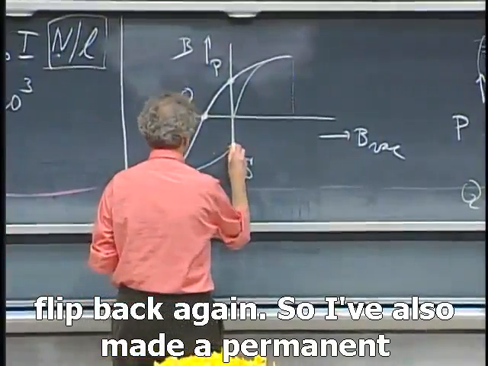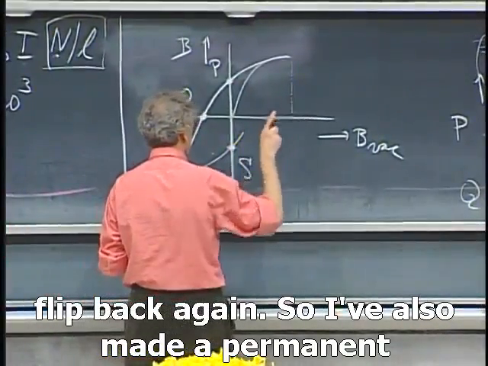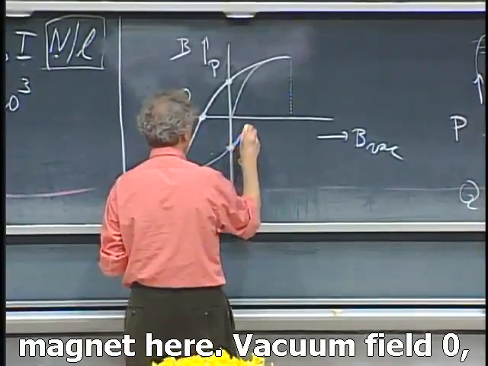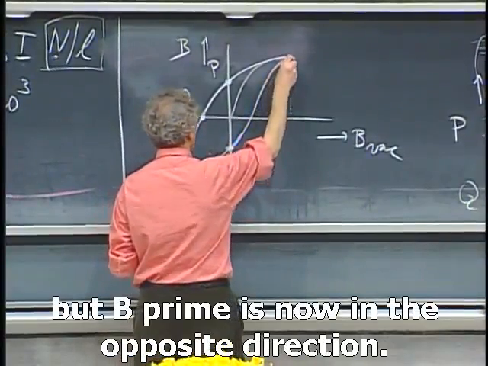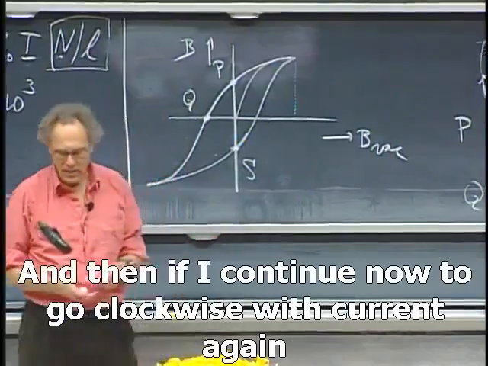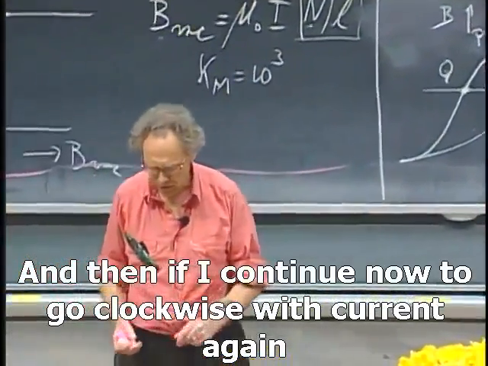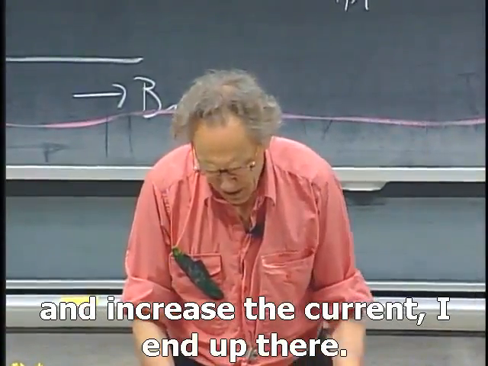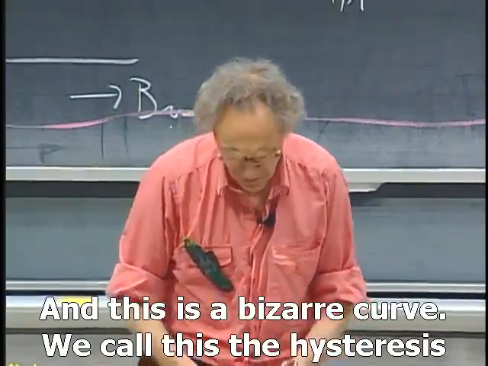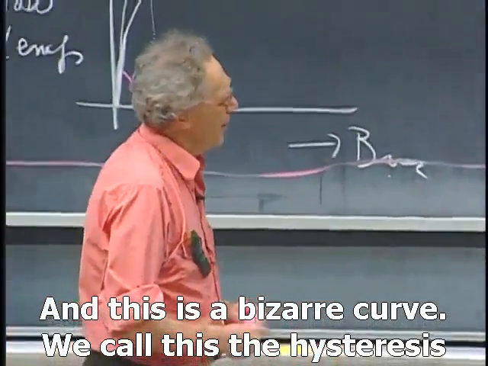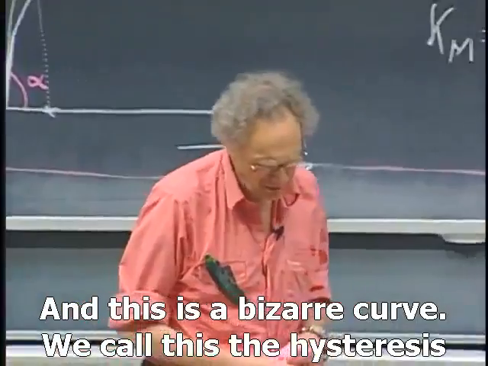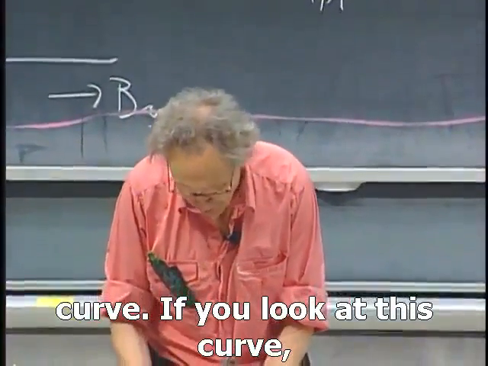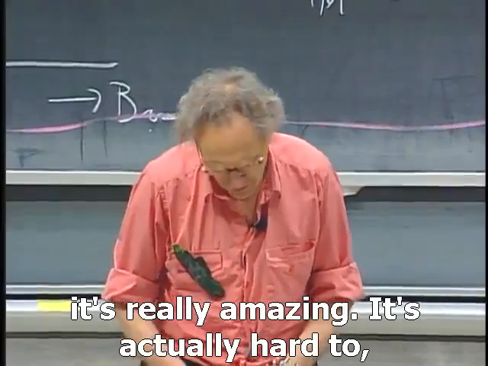And then, if I continue now to go clockwise with current again and increase the current, I end up there. And this is a bizarre curve. We call this the hysteresis curve. If you look at this curve, it's really amazing. It's actually hard to digest this. You have to give it a little bit of thought.